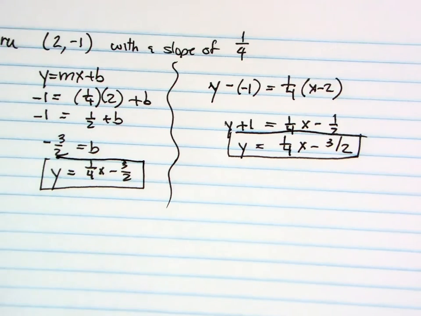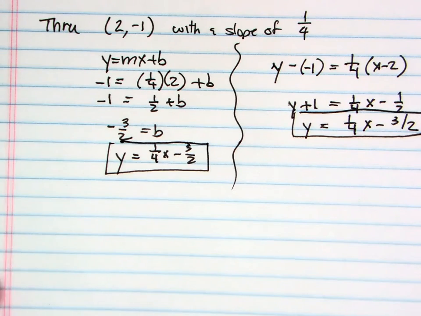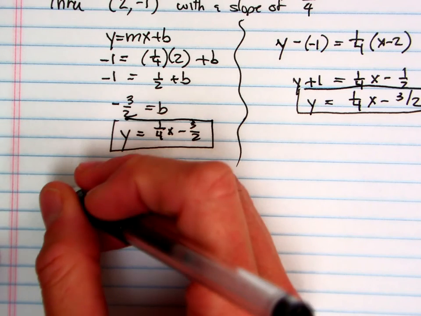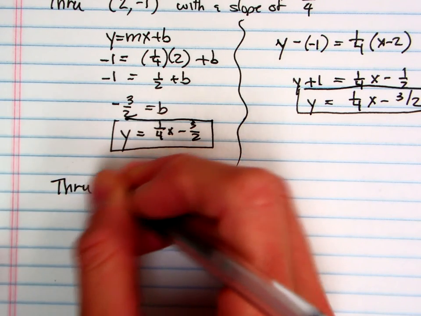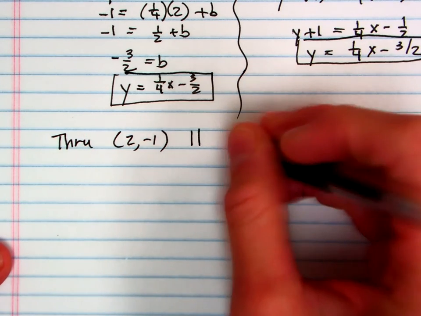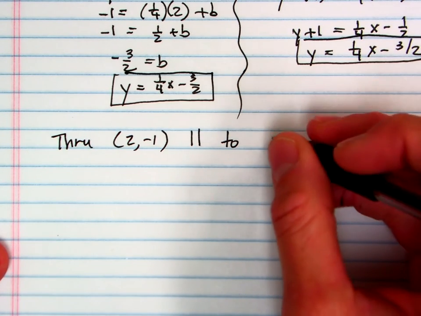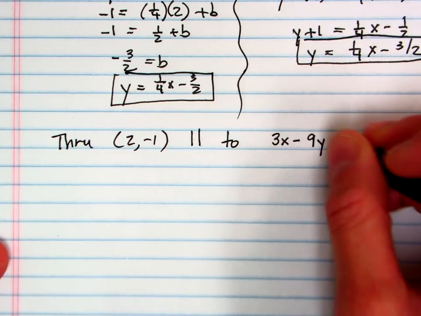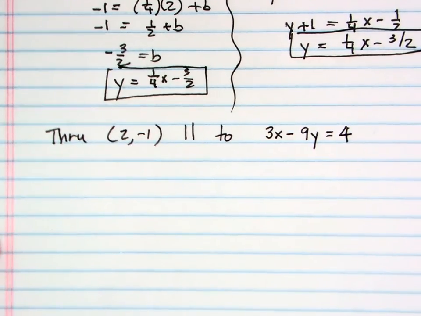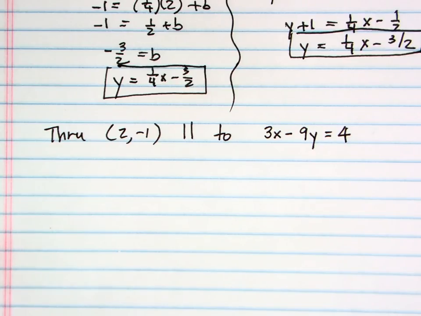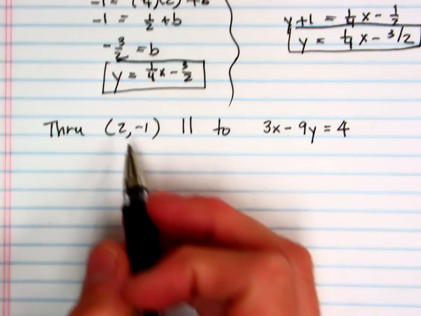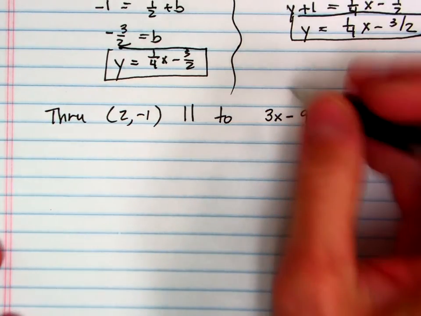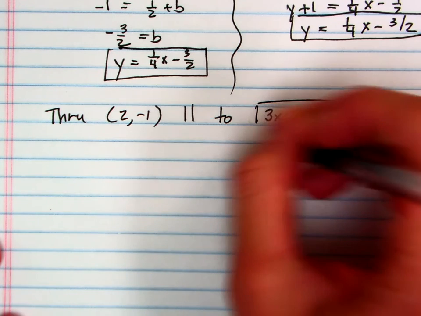Next, let's talk about parallel and perpendicular. Let's say I wanted to find a line through 2, -1 parallel to 3x minus 9y equals 4. So what am I missing here? I'm missing slope. I have a point. I need the slope. I'm going to get the slope from this line.